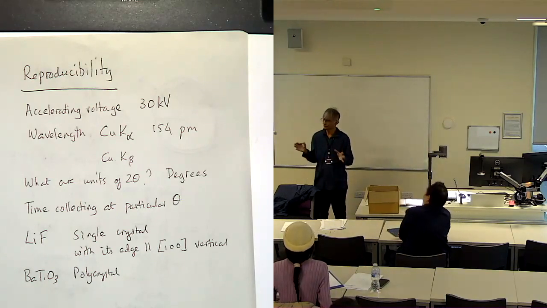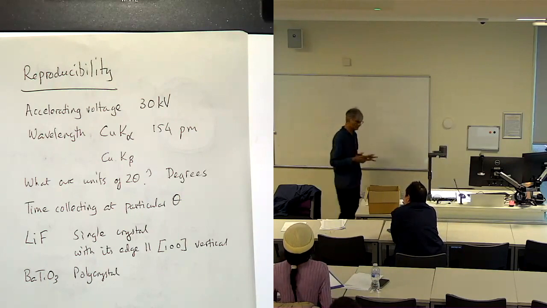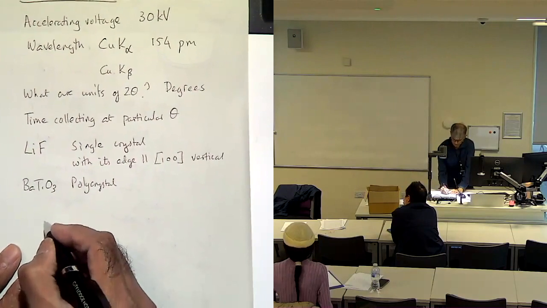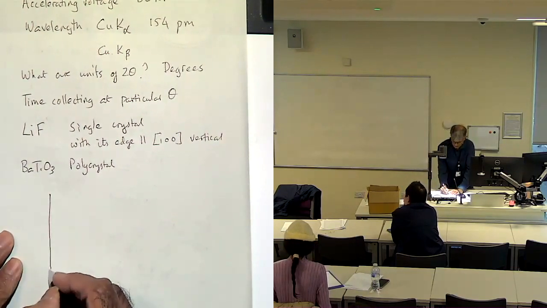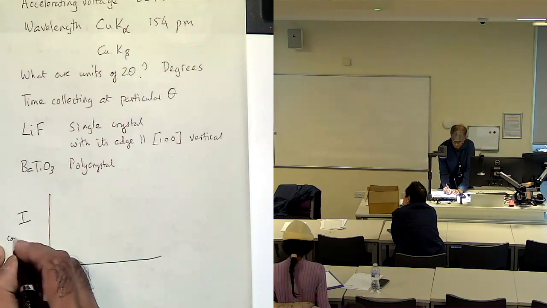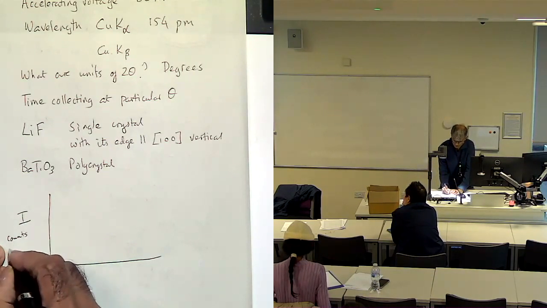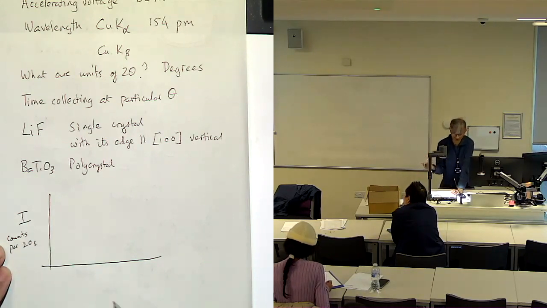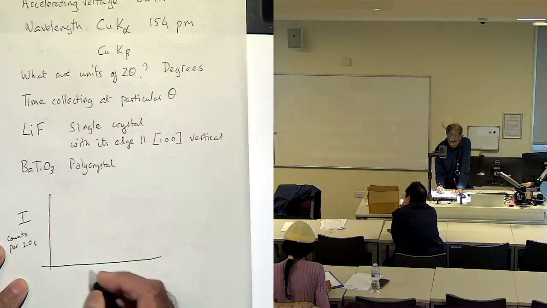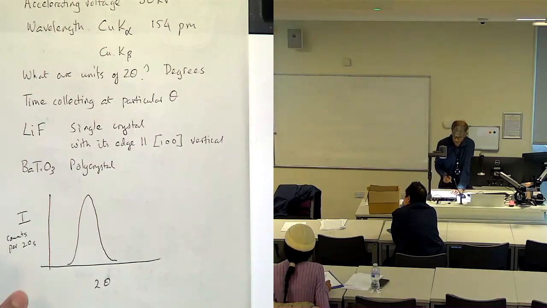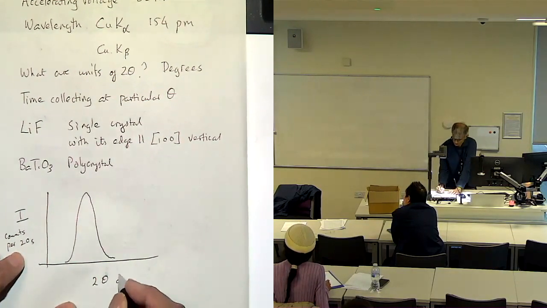Now, when you make your plots, it's incredibly important that you actually label the plots, correct? So typically you had intensity in perhaps counts per, let's say, 20 seconds or whatever it was, okay? Versus 2 theta, and you might get a curve which looks like this. So both of these should be labeled with the units.